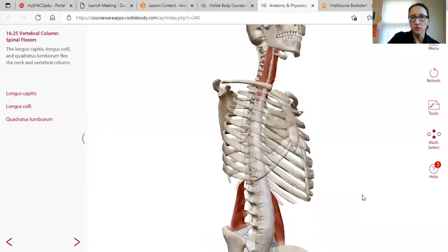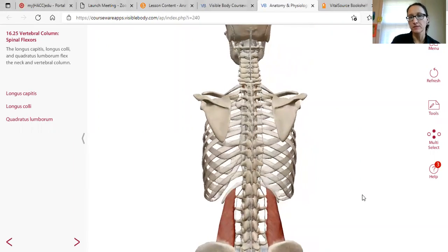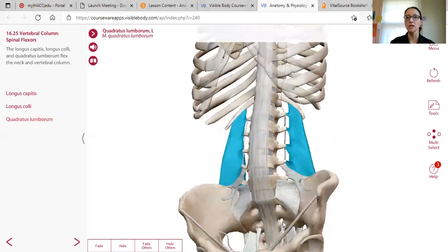Quadratus lumborum is a little unique in that it can do a couple of different things based on what the author thinks the true origin and true insertion actually is. And I'll explain that in just a minute. So right down here is Quadratus lumborum. So I'll highlight that. Ta-da! There we are.